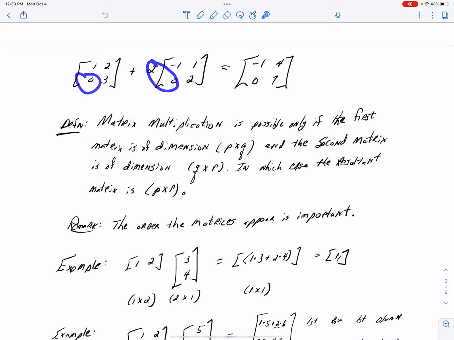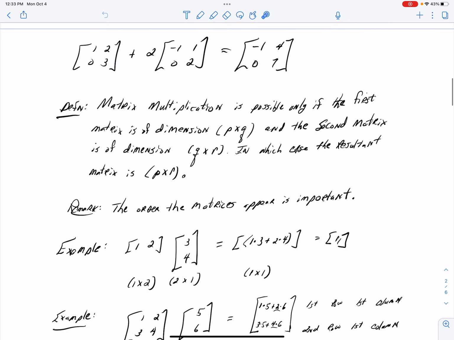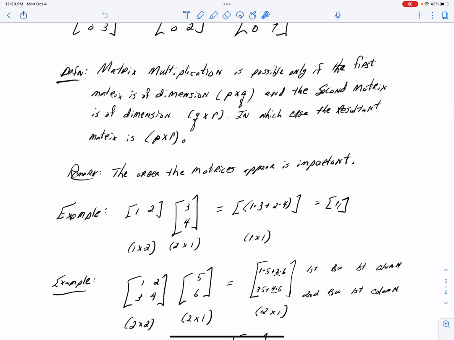0 add 2 times 0, that gives me a 0. 3 add 2 times 2, and that gives me a 7. All right, so that's matrix addition mixed with scalar multiplication.